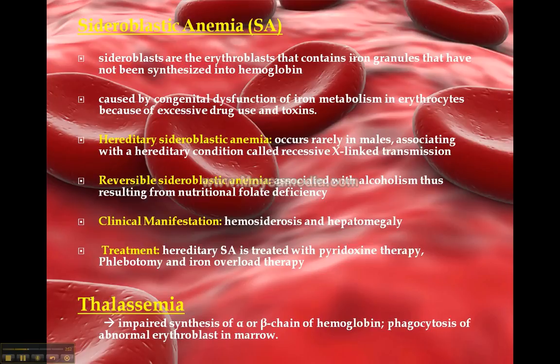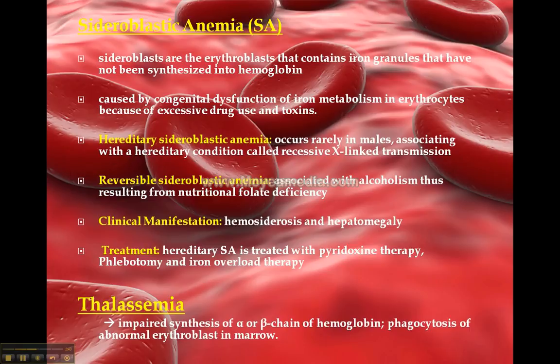And the second subtype is reversible sideroblastic anemia. This condition is associated with alcoholism and thus results from nutritional folate deficiency. Clinical manifestations include hemosiderosis, which is known as iron overload, and hepatomegaly, which is just enlargement of the liver. It can be mild to moderate, and it also includes enlargement of the spleen as well. Treatments of hereditary are pyridoxine therapy, phlebotomy, and iron overload therapy.